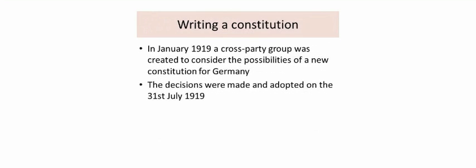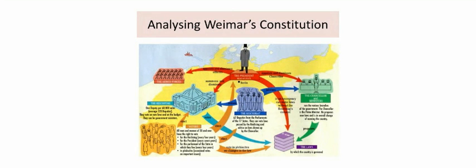Okay, so in 1919, a group of the parties which were voted in, mostly the SPD, the Centre Party, and the DDP, get together and decide to write the Constitution. And this Constitution is made and adopted on the 31st of July 1919. Now, the Constitution itself divides up power between loads of different groups.